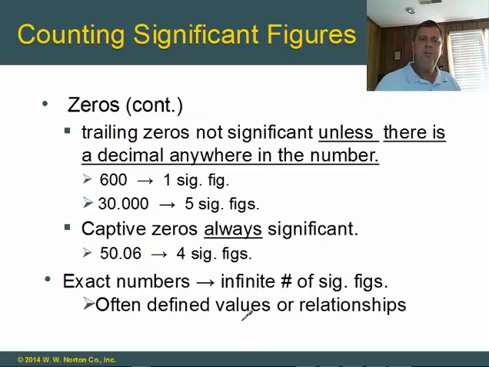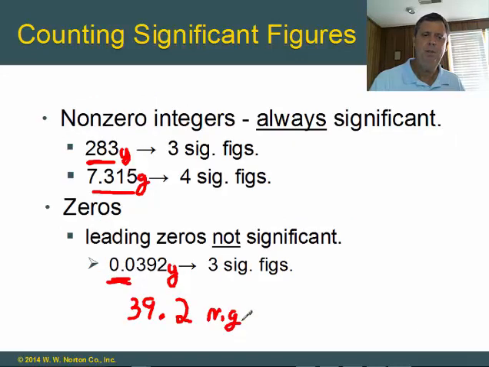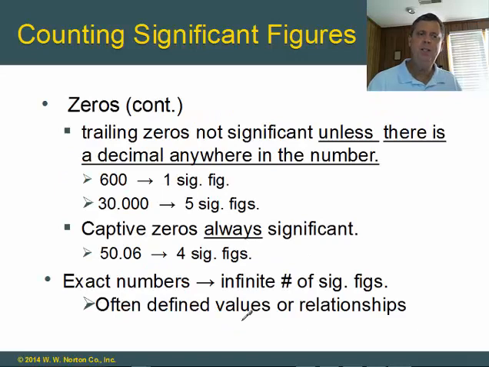All right, trailing zeros. Anyway, trailing zeros are not significant unless there's a decimal somewhere in the number. 600 only has 1 sig fig. There's no decimal. 30 on the other hand has 5 because there's a decimal to show me that this was measured to 5 sig figs, to the thousandth place of whatever my unit is.